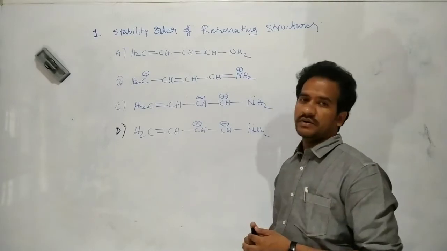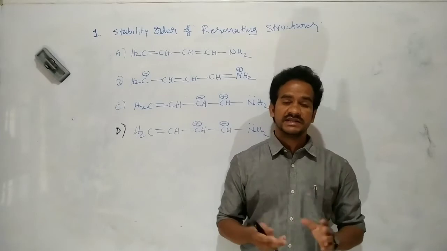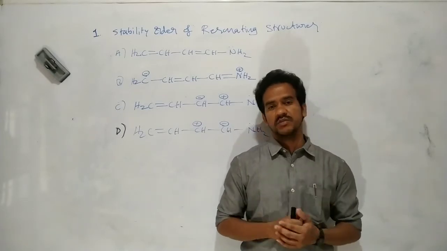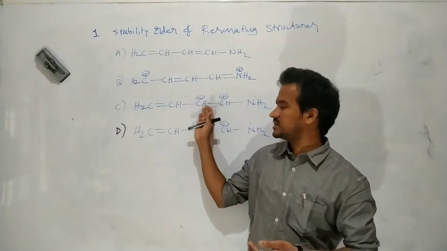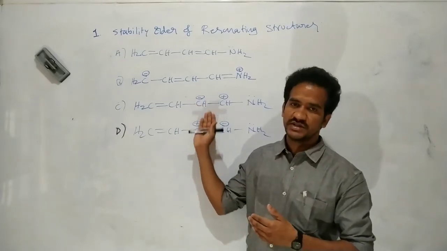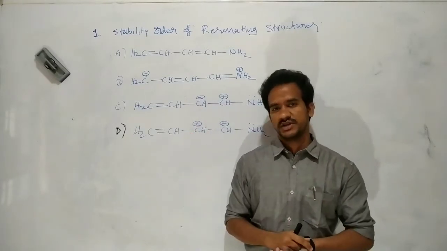One more point: if similar charges or opposite charges are present on the adjacent atoms, those are the least stable resonant structures. Here in this case, opposite charges are present on the adjacent atoms. These two are the least stable resonant structures.